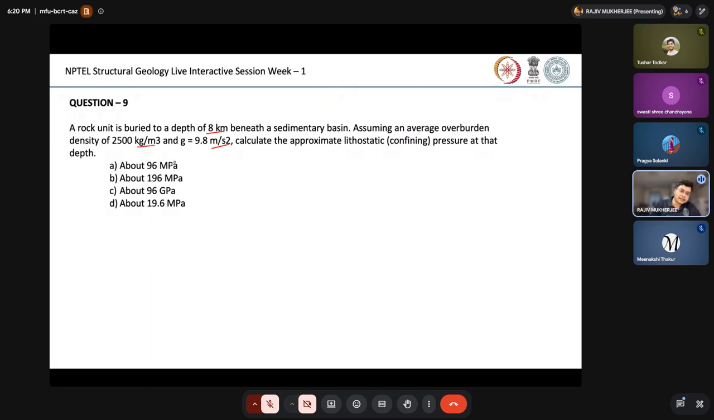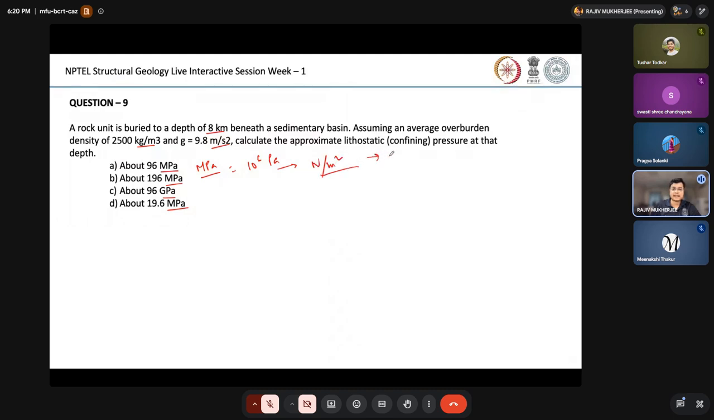So in case you just observe the values here, it is megapascal, gigapascal, and these are the options given. So what is megapascal? That is 10 to the power 6 Pascal. And what is Pascal? Pascal is Newton per meter square.